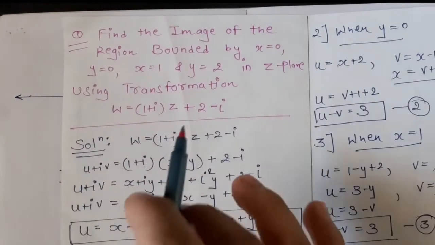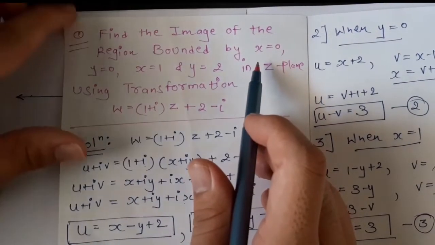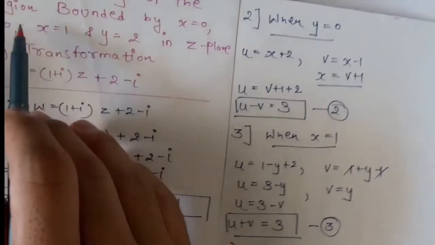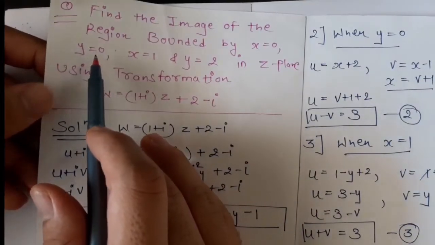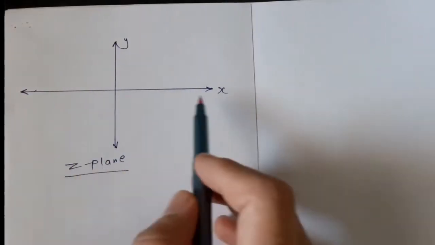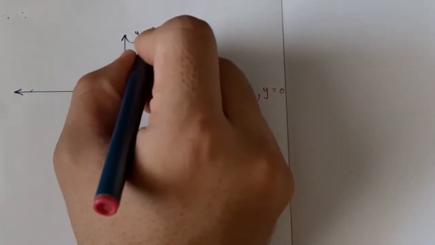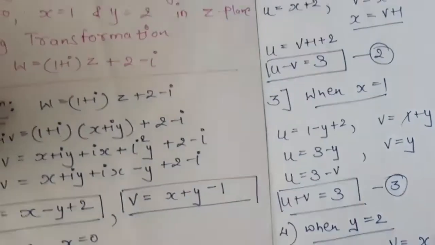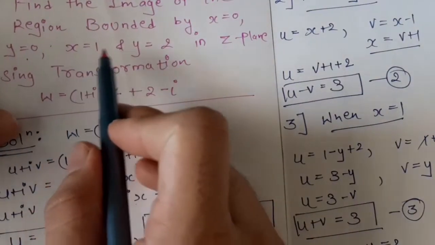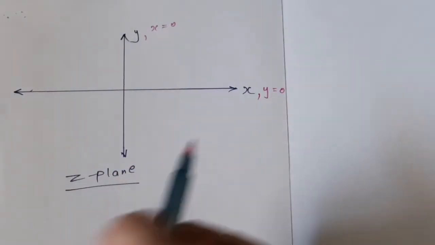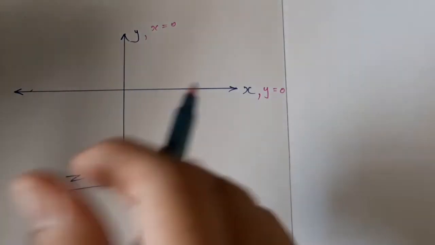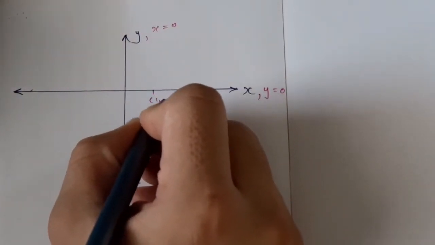So here first equation is x equals 0. What is x equals 0? It is nothing but the y axis. Okay, and the second equation is y equals 0. So y equals 0 is nothing but the x axis. So these two lines are there. That means I will write here y equals 0 and here x equals 0. Now we had x equals 1 and y equals 2. So I will draw these two lines. x equals 1. So let's say this point as 1 comma 0.